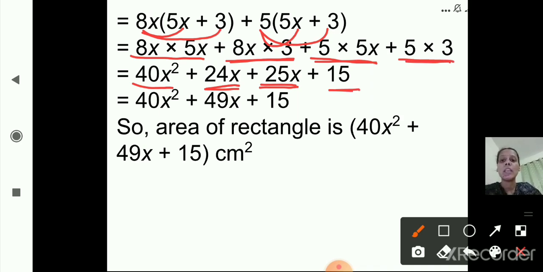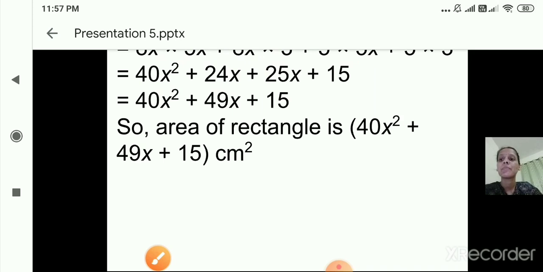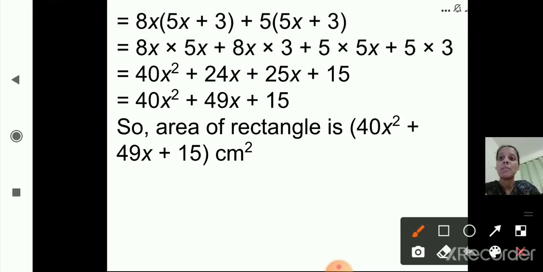Now see here, these are like terms, 24x plus 25x. So you can add them. 40x square, this term we will write down as it is. 24 plus 25, the answer is 49, and x we write as it is, as this is addition. Now plus 15 we write down as it is. So what is the answer? 40x square plus 49x plus 15 is the answer.